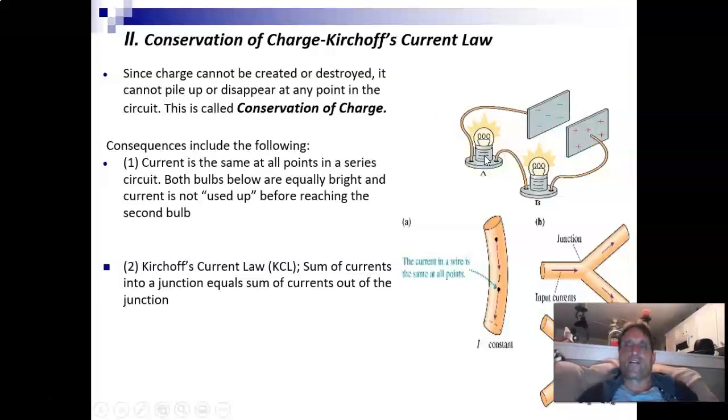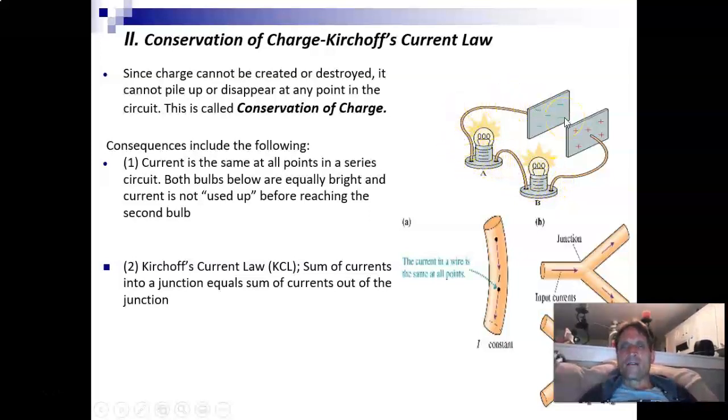Okay, and it's tempting to think, if I asked you which bulb will glow the brightest, and I do this when we have in-person class, most people will say the first bulb. So you say, okay, well, why? And they'll say, well, the charge gets used up going through the first bulb, and there's not as much available for the second bulb.